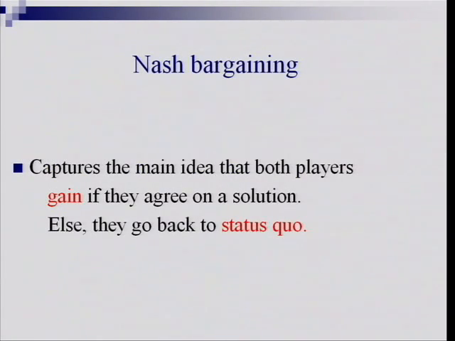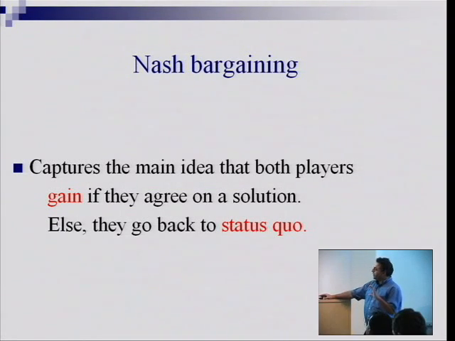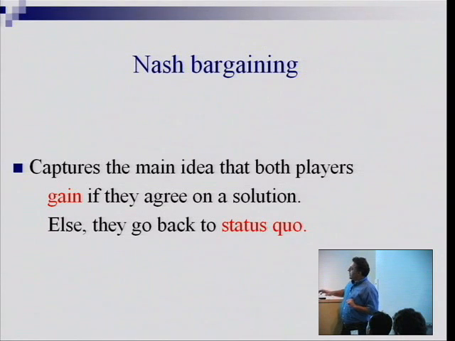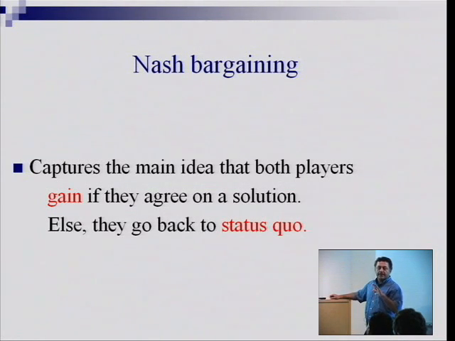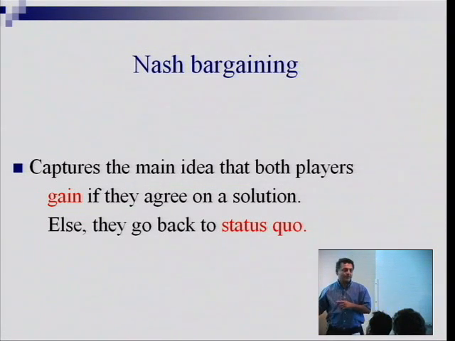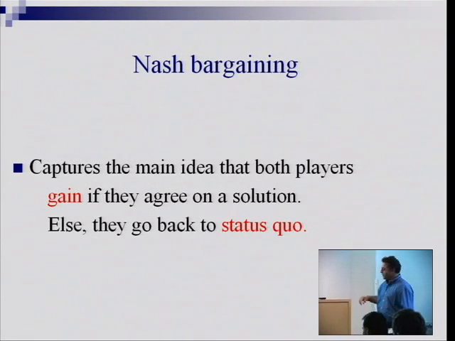Nash bargaining itself captures this main idea that both players will gain if they agree on a solution. But if they don't agree on a solution, then they go back to their status quo. And Nash bargaining is a perfect information game. That means there's no lying, there's no holding back information. There is some entity that knows everything about both the players and says what the solution is. So it's not like bargaining where you start haggling about the prices, which may be a lot of fun, and all of that is not present in this particular formulation. So it arrives directly at the correct solution.